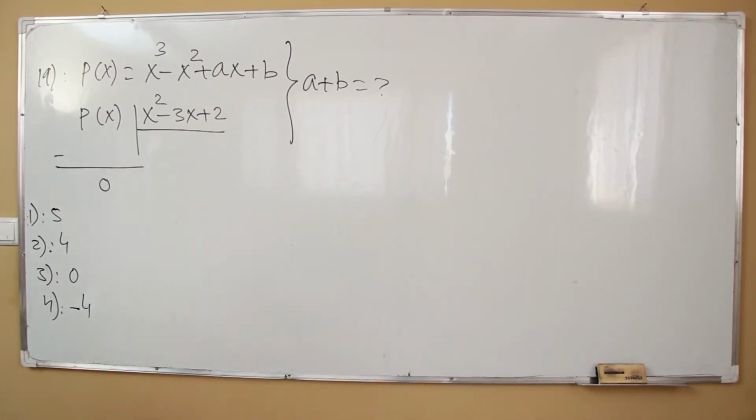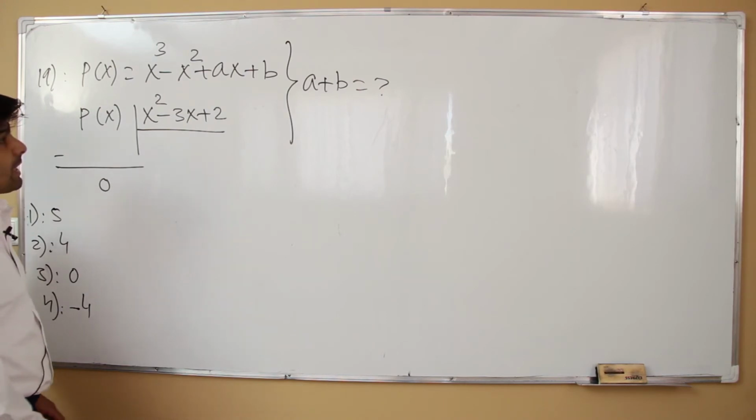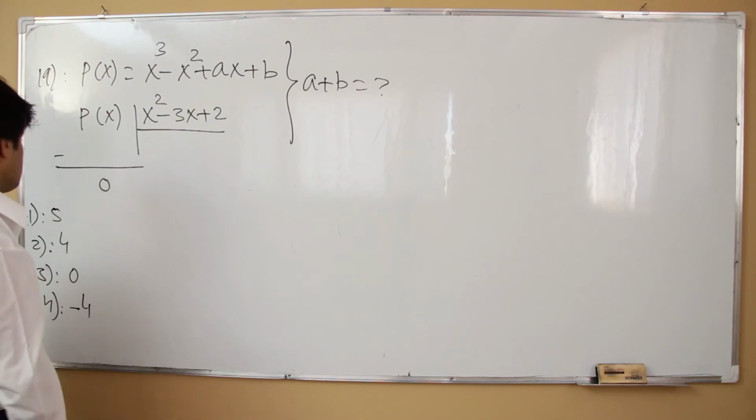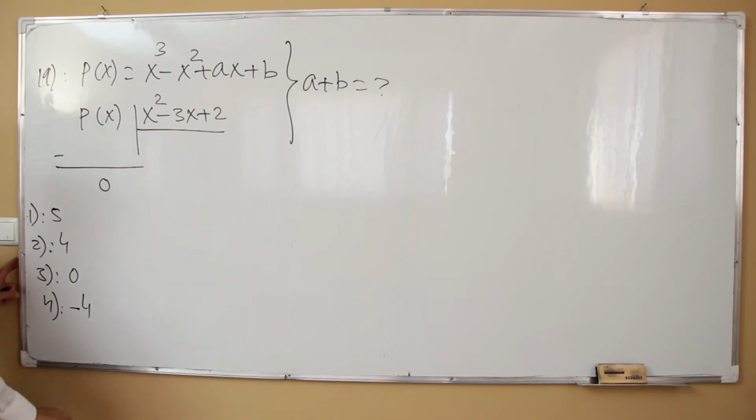Question number 19. Px is given as x to the power 3 minus x squared plus ax plus b. Px is divided by this trinomial, or quadratic polynomial, and the remainder is 0. Now what is a plus b?